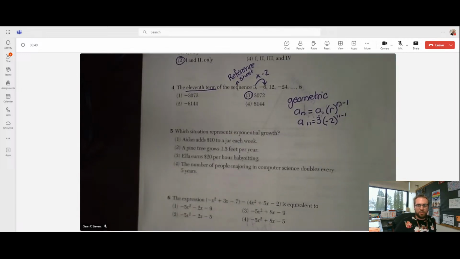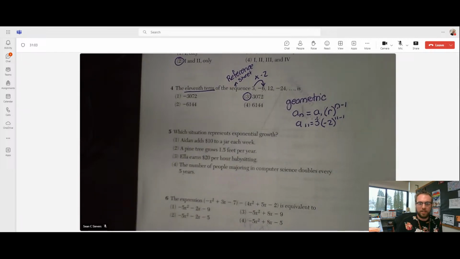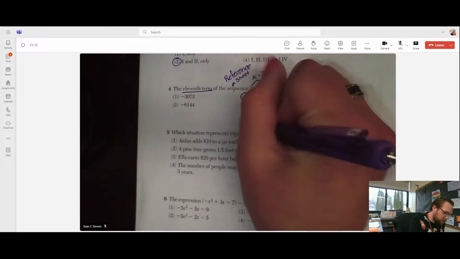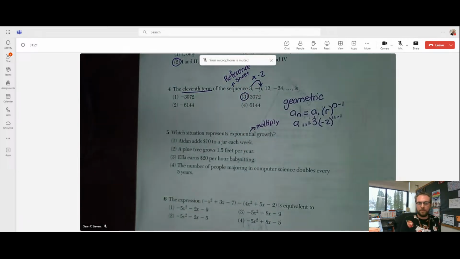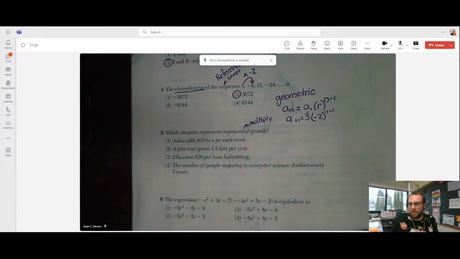Number 5, which situation represents exponential growth? So this kind of ties back to question number 4. So a geometric sequence is really the same thing as an exponential function. We talked about that in our classes. So in geometric sequences, in order to get to the next term, I have to multiply by the common ratio. That key word is multiply. So when I'm talking about exponential growth, I'm going to choose an option that is multiplying. Okay, so which of these 4 answer choices do we think is going to represent an exponential growth function?